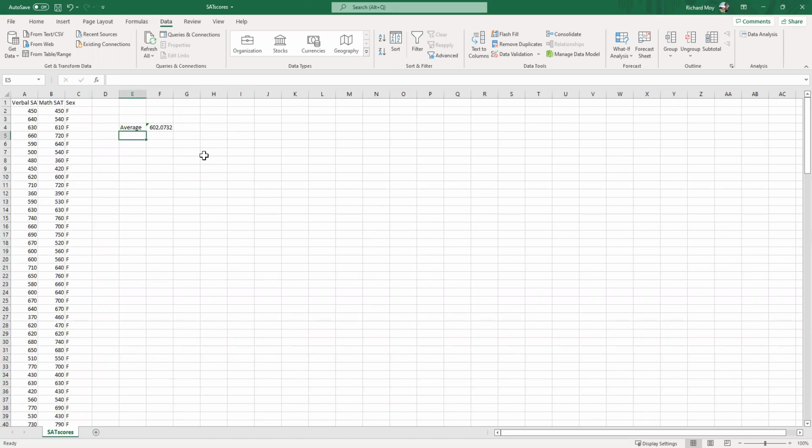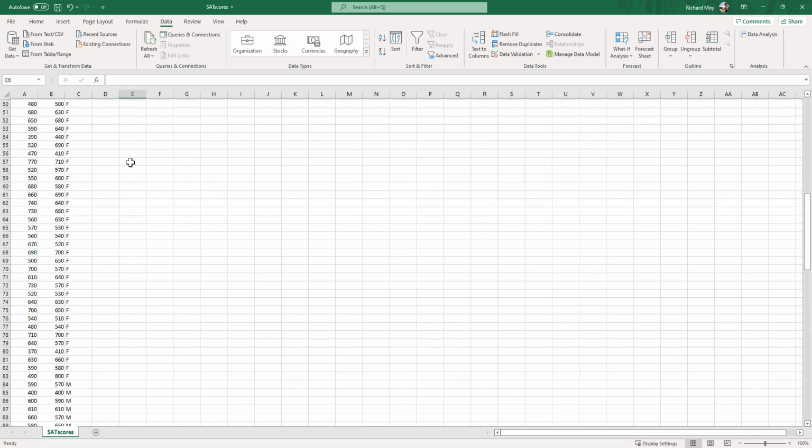Okay, now we need to calculate the standard deviation for the women who took it. So it's equals STDEV.S over the same scores. We find that the standard deviation is 102.0. We can do it similarly for men.